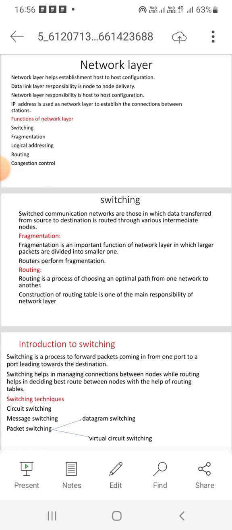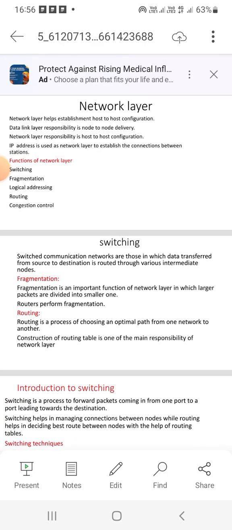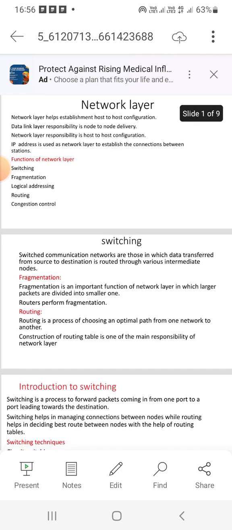Data link layer responsibility is node-to-node delivery. Network layer responsibility is host-to-host configuration. IP address is used as network layer to establish the connections between stations.